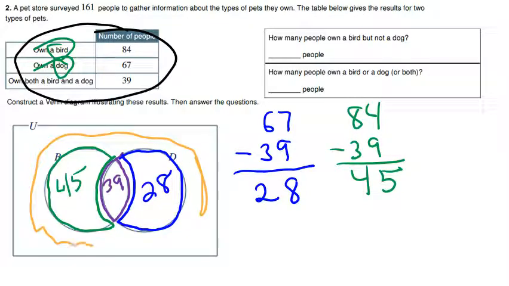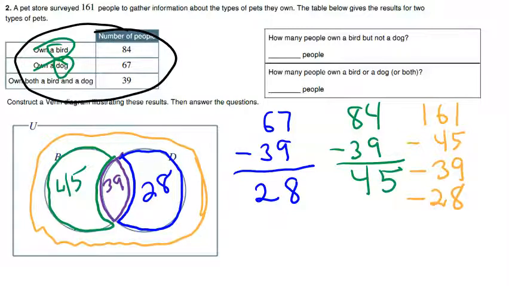Out here. These are the people in the survey that do not own a dog or a bird. So how do we get that number? Well, we know there's 161 people in total. We have already counted 45 people, 39 people, and 28 people. So the difference between this number and these three numbers is 49. So we know there are 49 people that do not own a dog or a bird.